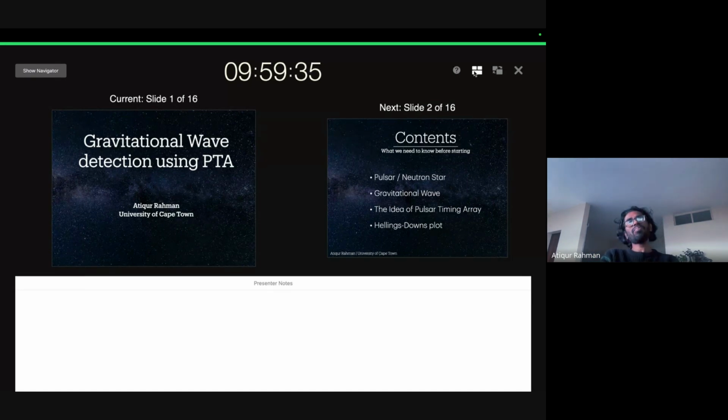So okay. I'm Atiqur Rahman. I'm doing my PhD at the Applied Math Department at the University of Cape Town, and I am trying to work on pulsar timing array, which is the full form of PTA. And using PTAs, we are trying to detect a certain polarization mode of gravitational wave. But in this talk, I will not go into such detail. I will just talk about how scientists are trying to detect the gravitational wave using the pulsar timing arrays.